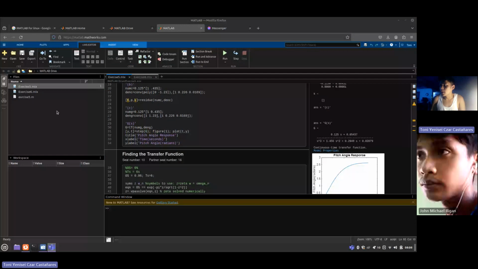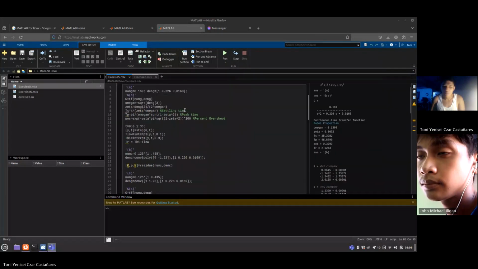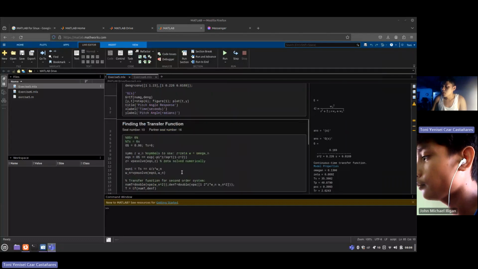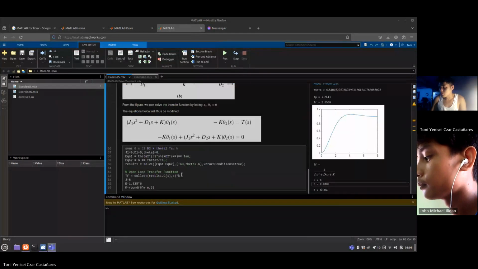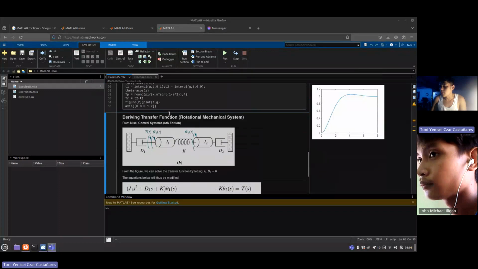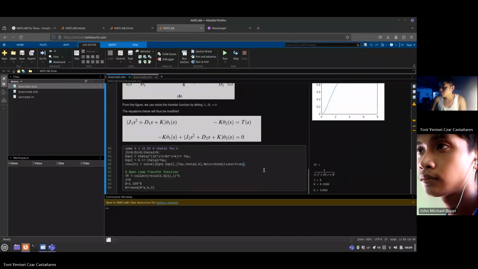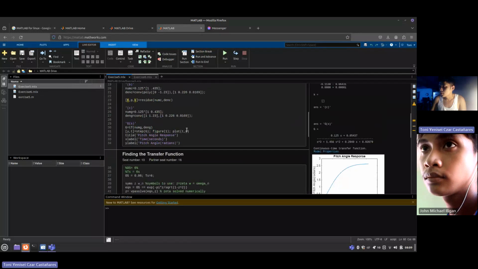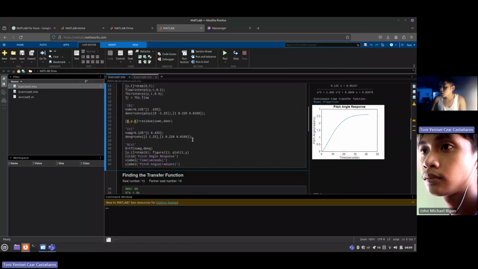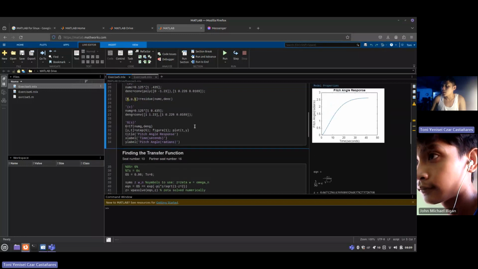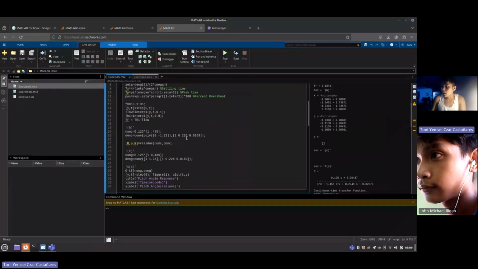This is a report on exercise 5 involving the transfer function of a rotational mechanical system. Before we start, we proceed by deriving the transfer function for the rotational mechanical system. So over here is its transfer function, and thus we now proceed on the process of how we arrive at our answer.